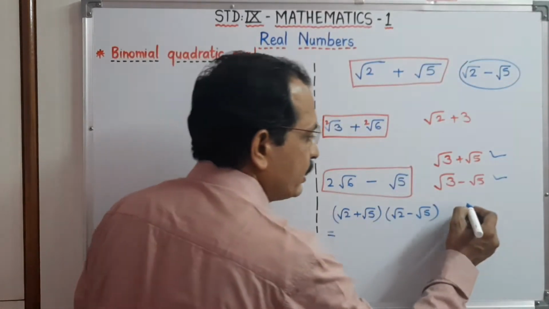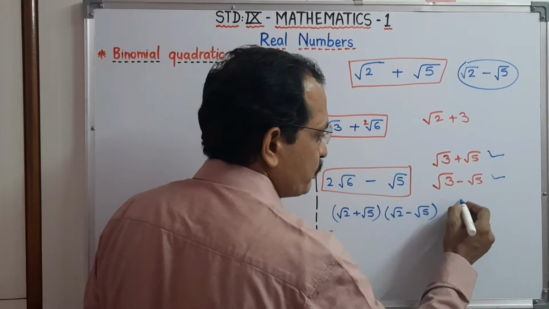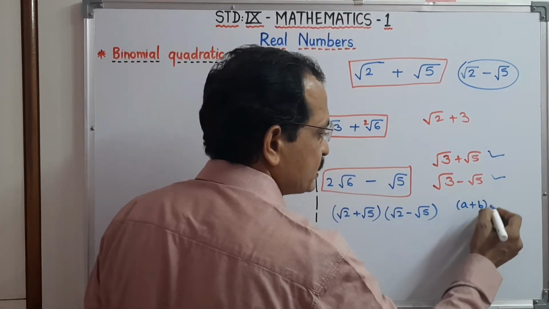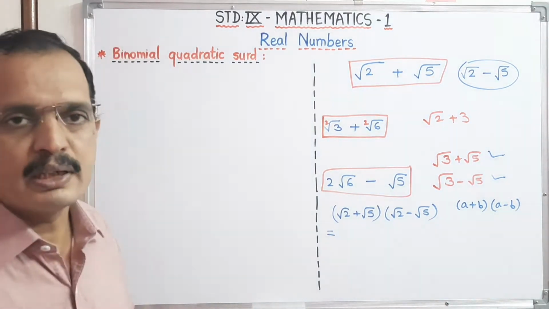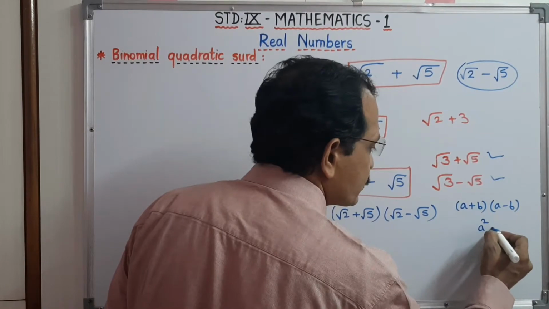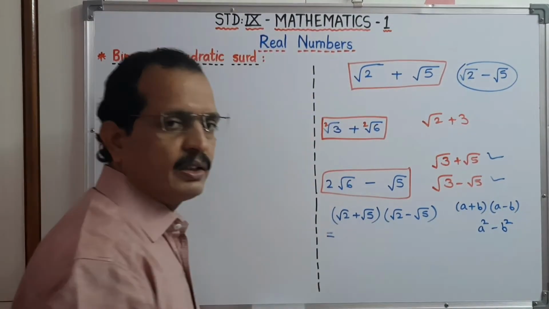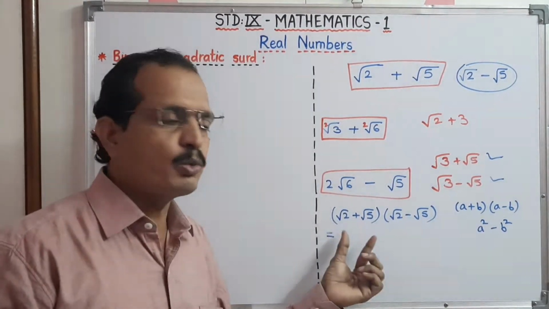All of you know that a square minus b square. That means, suppose here I write a plus b and here I write a minus b. And if I do the multiplication of this, then I write directly a square minus b square. This is the expansion formula. You are aware of this formula. Therefore, I directly apply this formula here.